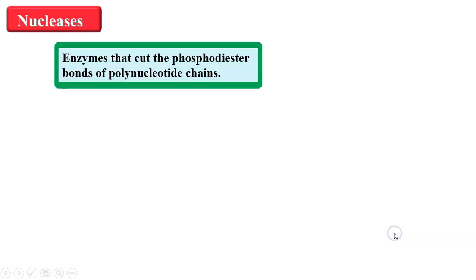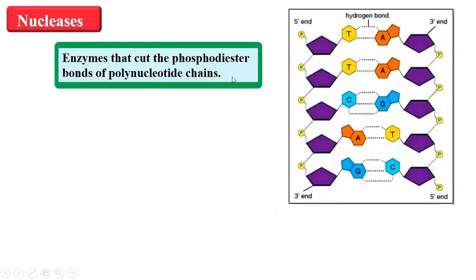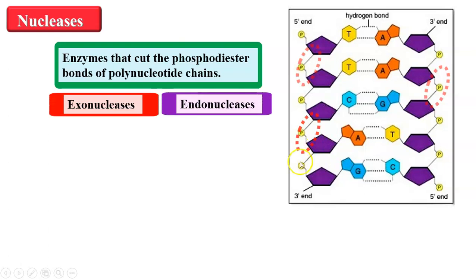The nuclease enzymes cut the phosphodiester bond of polynucleotide chains. So these are the regions where phosphodiester bonds lie between the phosphate and sugar group. Representative phosphodiester bonds are shown here. These are cut by nucleases. They are of two types, exonuclease and endonuclease.